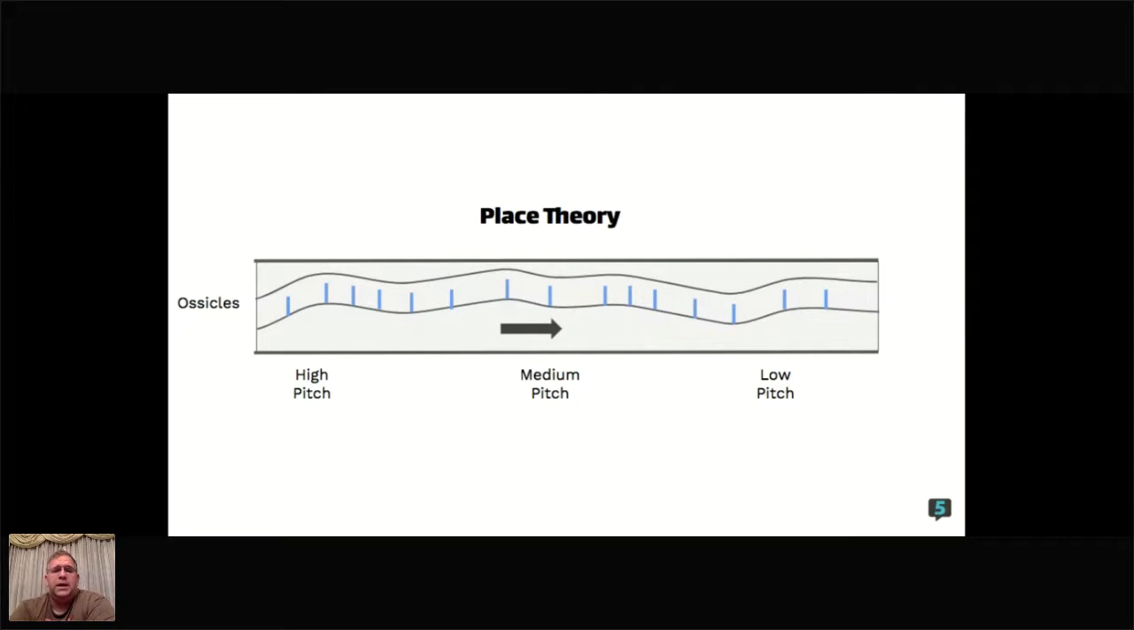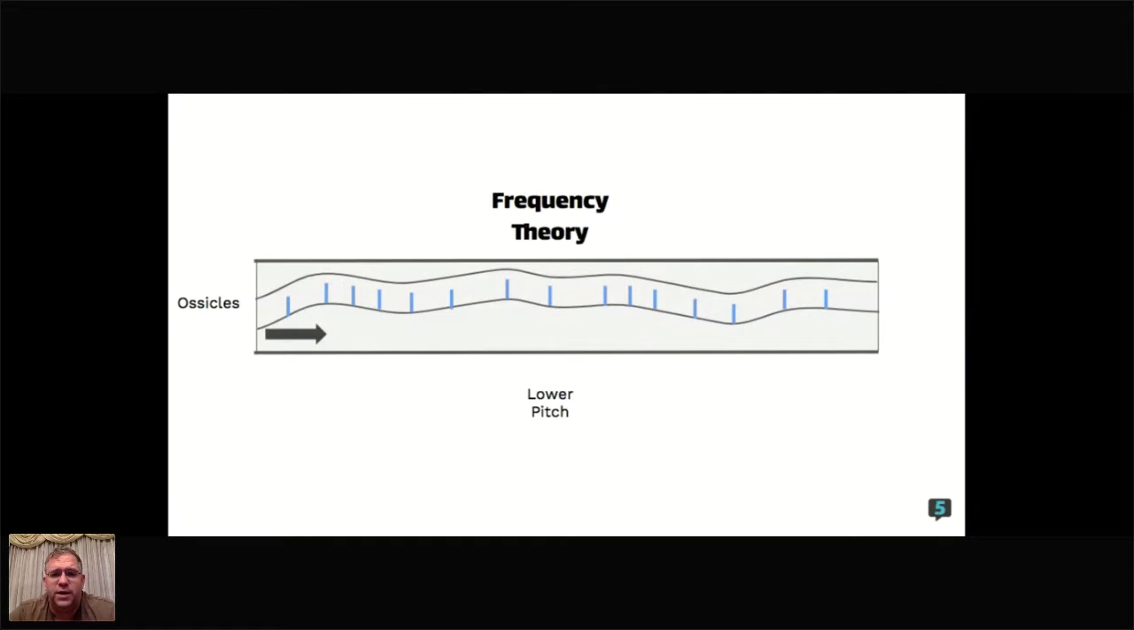So that was one theory. Now, the problem with that is that place theory just wasn't very good at explaining, I believe it was the low pitches. Place theory was not very good at explaining why low pitches could occur. So then another theory was called frequency theory. Now, if I had all the time in the world, I'd make a better animation of this.